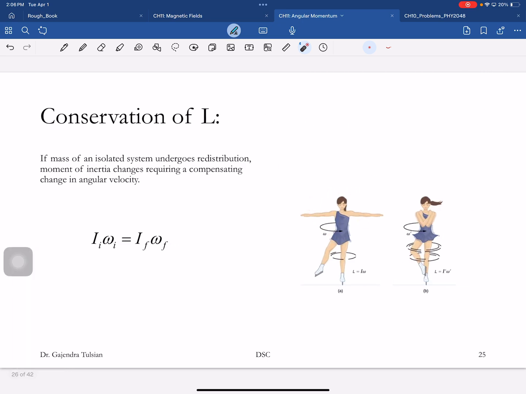So here's a system where the moment of inertia is changing. The moment of inertia is smaller here than there. There's no external torque acting on the system, so the angular momentum remains constant. If she's spinning like that, initially her moment of inertia is great, and when she brings her arms in, the moment of inertia decreases and she spins faster.